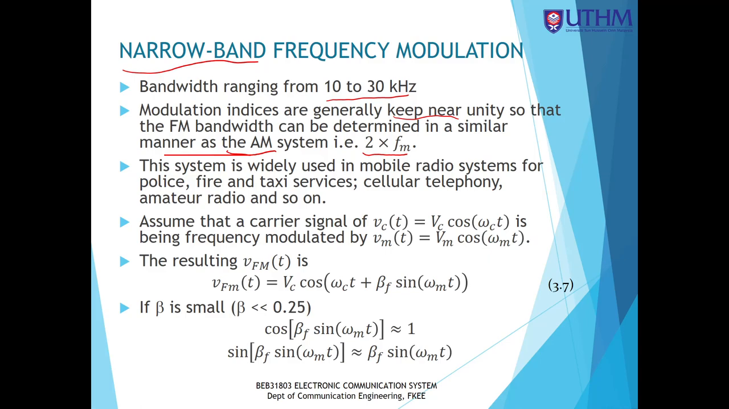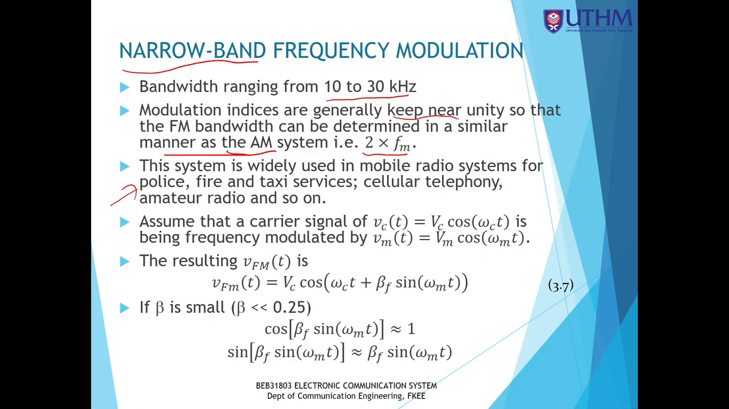Nanti kita akan lihat. So the characteristic of narrowband FM looks similar to the amplitude modulation double sideband full carrier. Dia punya characteristic itu hampir sama dengan amplitude modulation double sideband full carrier. So this system is widely used in mobile radio systems for the police, fire and taxi services, telephony, amateur radio and so on. So ini adalah untuk police radio, fireman radio, taxi services, all of these use narrowband FM.